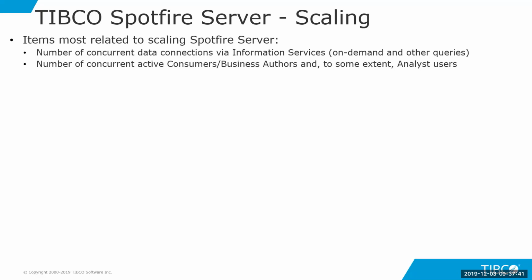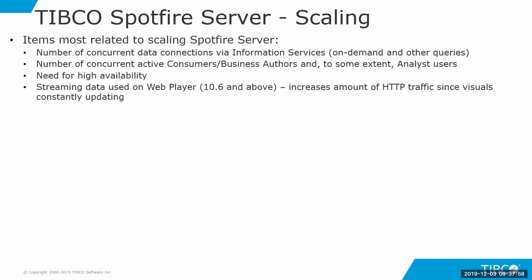Number of concurrent, active consumers and business authors, and to some extent analyst users, although the analyst users obviously aren't hitting the Spotfire server all the time. But if they're pulling a lot of data down and doing a lot of interactions as far as data goes, then maybe they would need to be taken into account. Is high availability needed? Streaming data increases the amount of HTTP traffic since the visuals might be constantly updating. So what to scale?